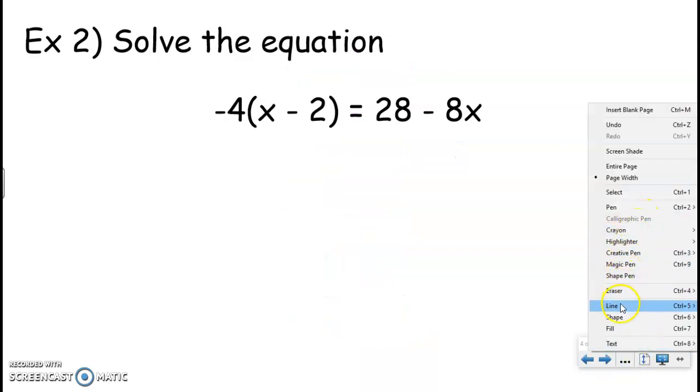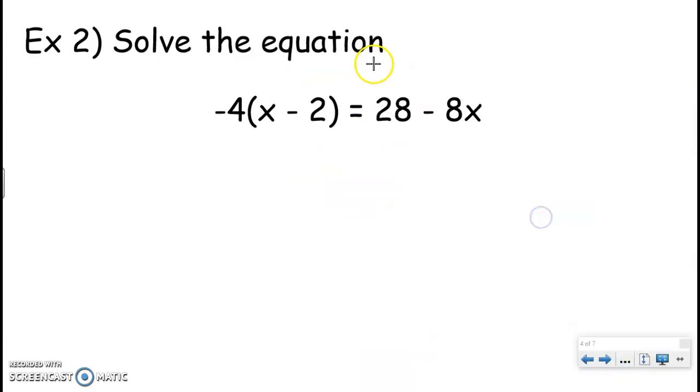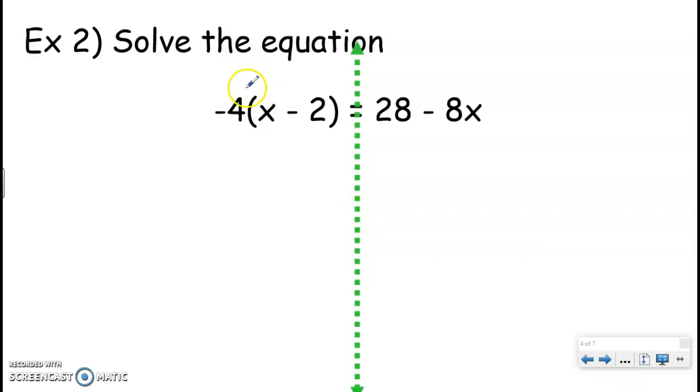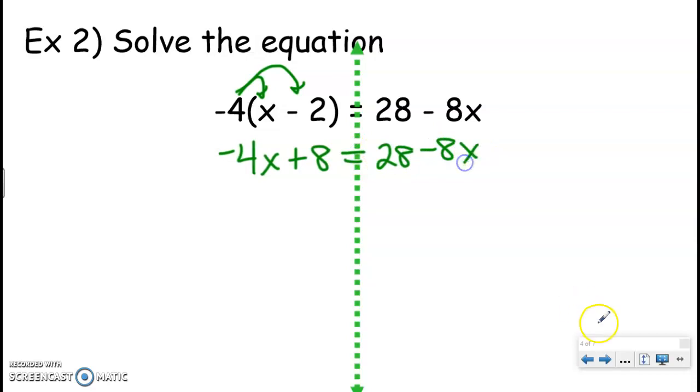Same thing here. I'm going to draw my line through my equal sign. Use a different color this time just for fun. Okay. First step is always to distribute through your parentheses. So if I'm going to distribute through my parentheses, I'm going to do negative 4 times x, which is negative 4x, and negative 4 times negative 2, which is positive 8. Okay, on the right side, I don't have any parentheses, so I'm going to bring that straight down.